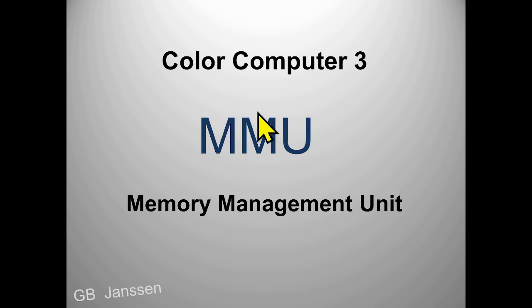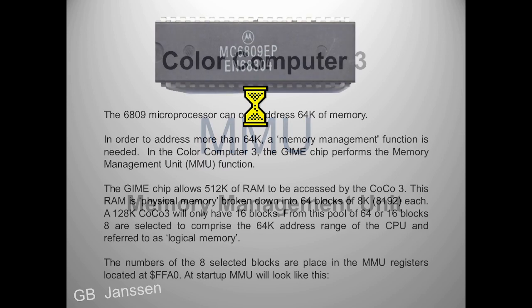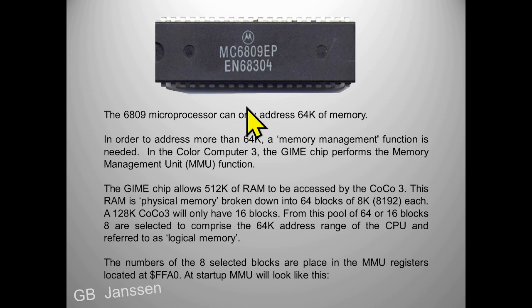Now let's look at the memory management unit. Okay, just a little bit of review here. The 6809 can only address 64K of memory. That's it. There's no other way around it. That's just what it's built for. It only has 16 address lines, and it's 64K. That is it. In order to access more than 64K, the Gimme chip will perform a memory management function for us. Okay, well, we're going to explain what that does shortly.